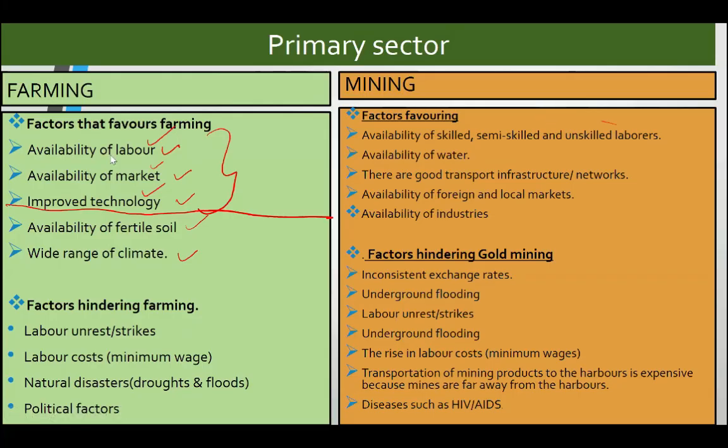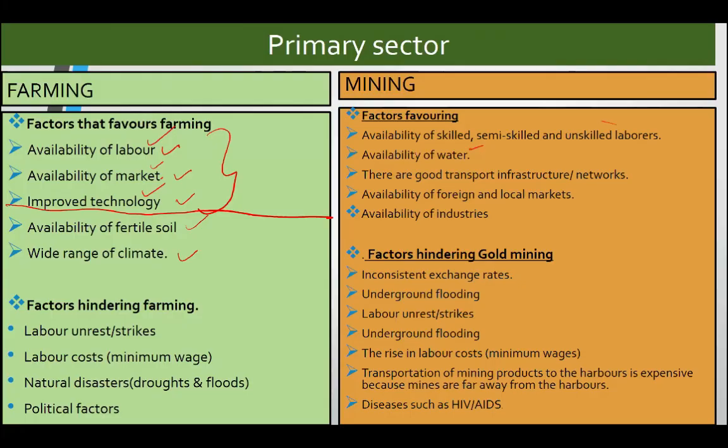Because now we have availability of labor. Here we're talking about availability of skilled, semi-skilled, and unskilled labor. So it's still the same thing, availability of labor. Availability of water for cleaning the minerals. There is good transport infrastructure or networks. Also here we need a transport network so that we can transport raw material or farm products from one place to another. Availability of foreign and local markets also applies here. So these factors, you can use them interchangeably.